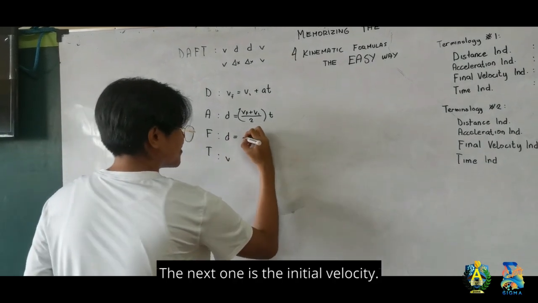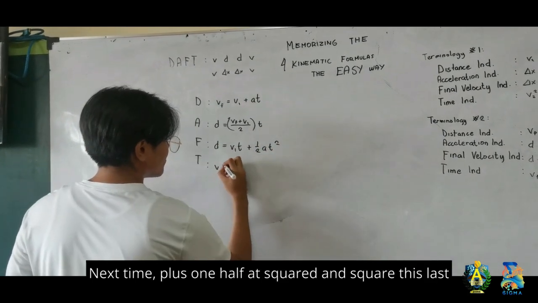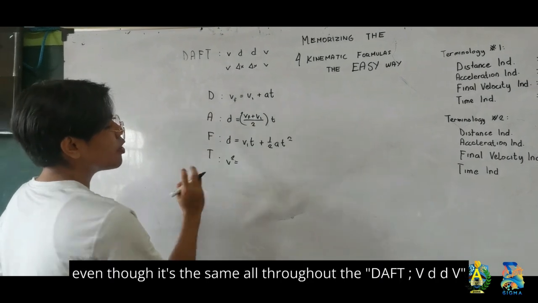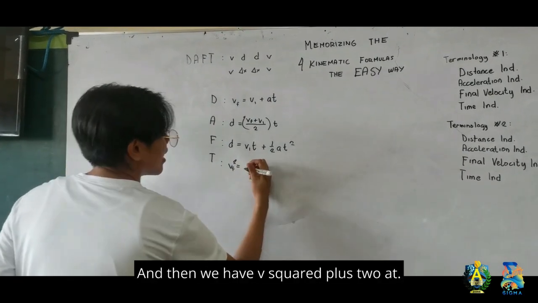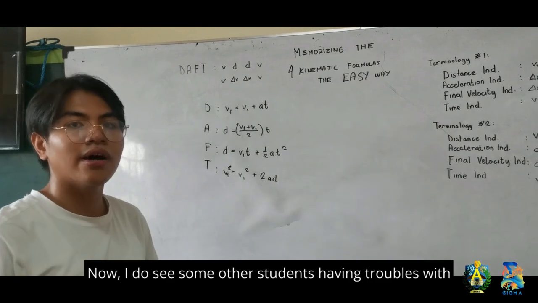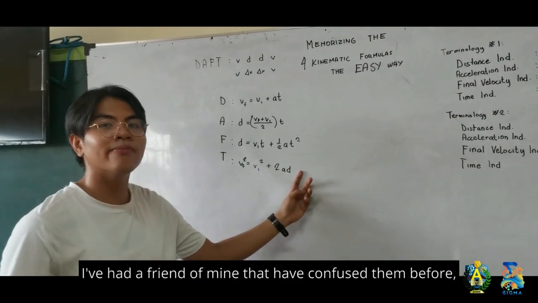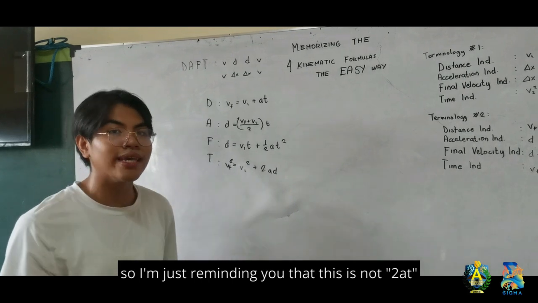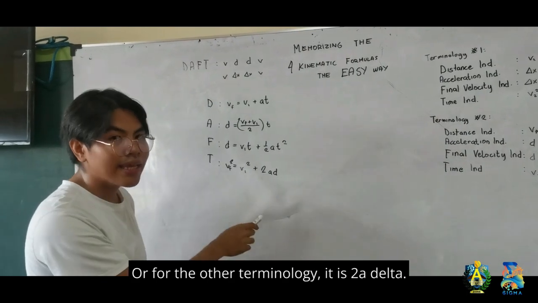The next one is the initial velocity times time plus 1/2 AT squared. And square this last one, always square this last one on the pattern, because even though it's the same all throughout, DAFT, VDDV, you do have to square this last term. And then we have V squared plus 2AD. Now I do see some other students having trouble remembering that these 2 terms are different. I've had a friend of mine who confused them before, so I'm just reminding you that this is not 2AT. It is 2AD, or for the other terminology, it is 2A delta.